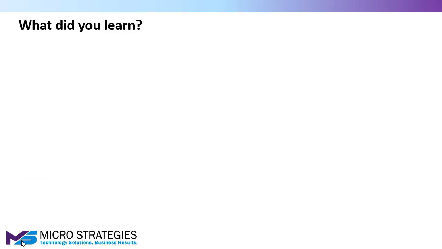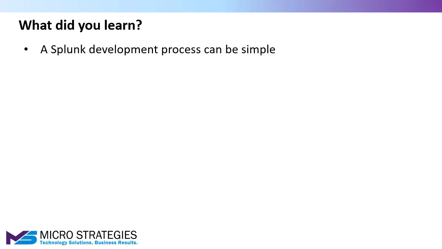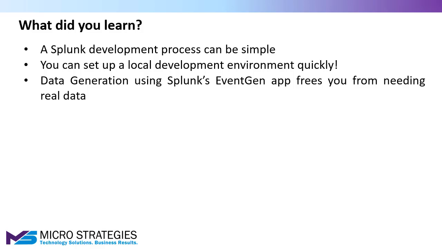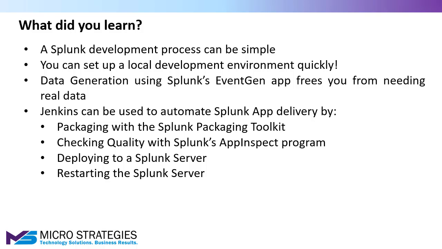So what did you learn? Well, a Splunk development process can be simple. You can set up a local development environment quickly and easily. Data generation using Splunk's Eventgen app frees you from needing real data. Jenkins can be used to automate Splunk app delivery by packaging with the Splunk packaging toolkit, checking quality with Splunk's app inspect program, deploying to a Splunk server, and restarting that Splunk server.